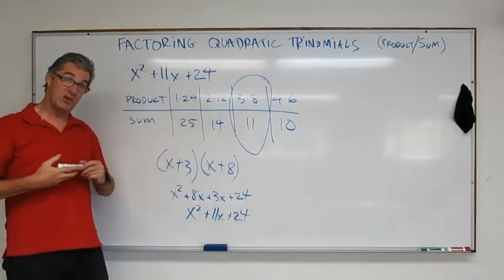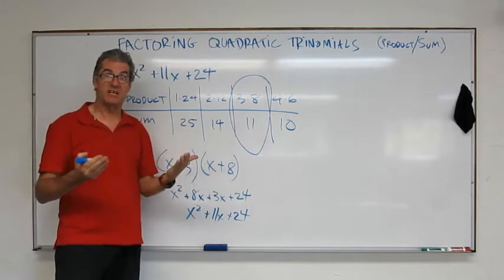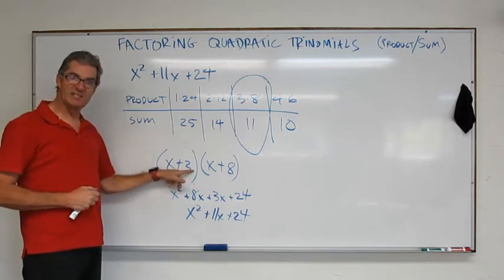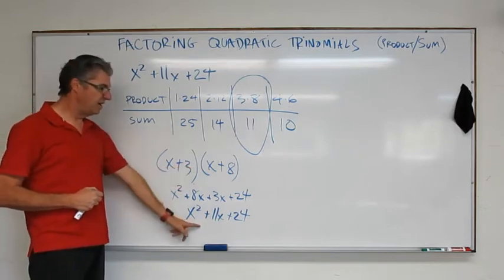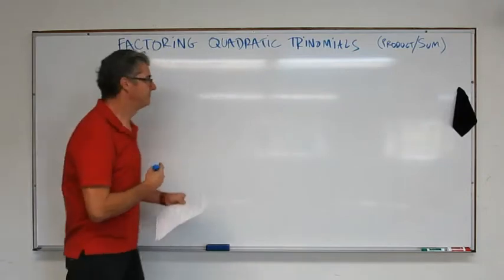So this really shows you how expansion and factorization are just the opposite techniques of each other. If we go from here to here, that's factorizing. If we go from here to here, that's expanding. Okay, let's do some examples.